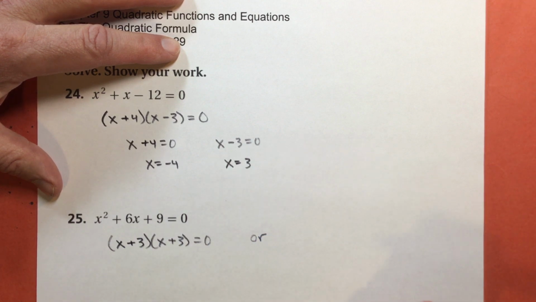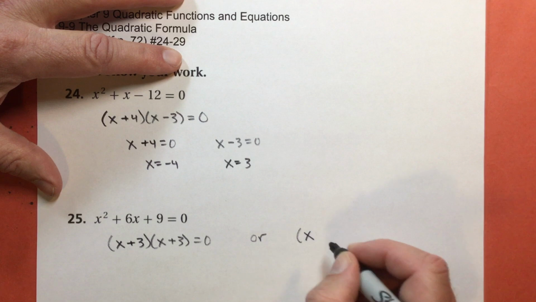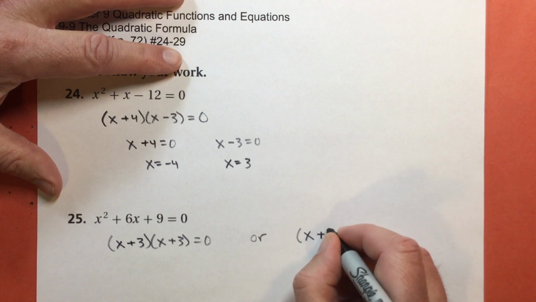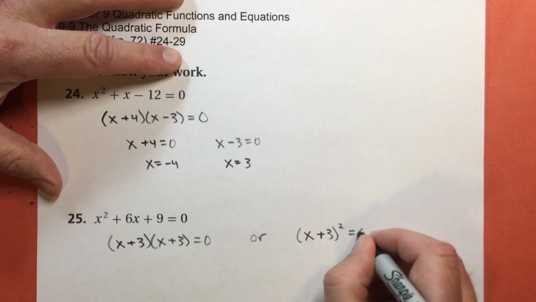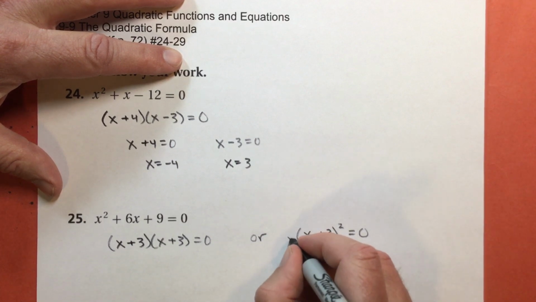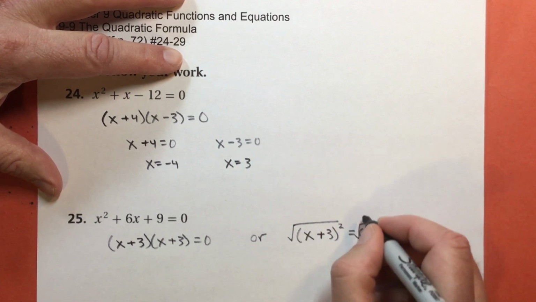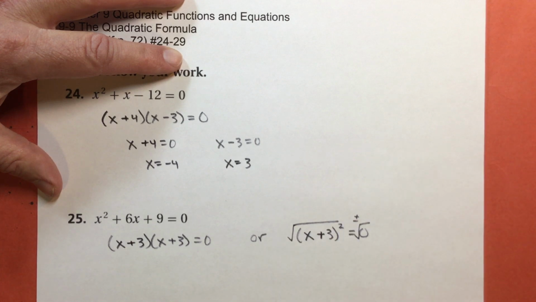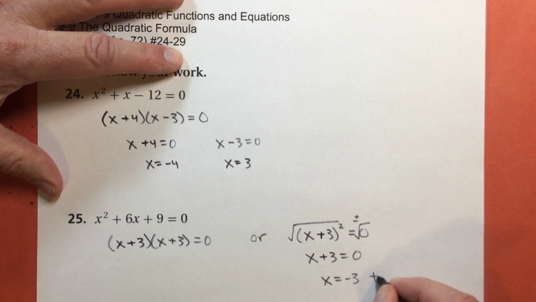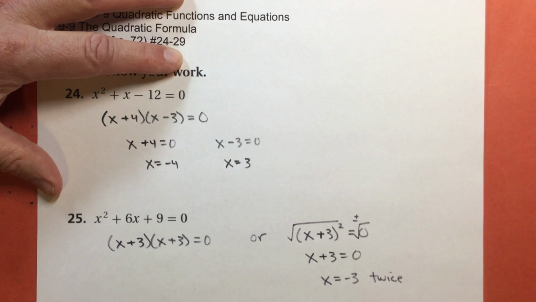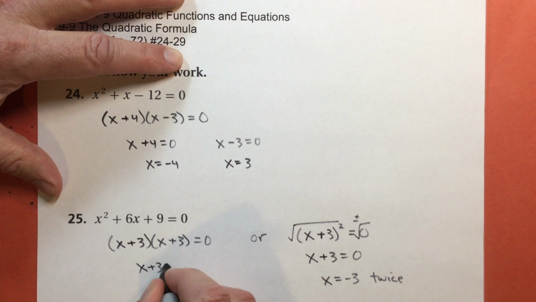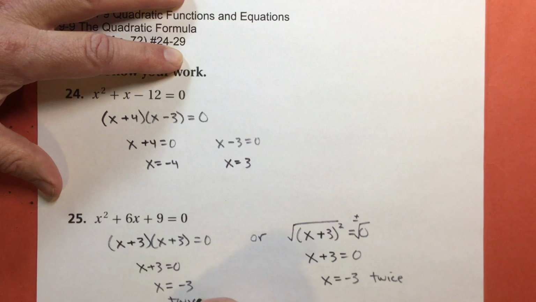I could have actually worked with this using square roots. If I take the square root, don't forget plus or minus, I get x plus 3 equals 0, so x equals negative 3 twice. Don't forget you get the same answer. Same thing if I had done it over here, I would have had x plus 3 equals 0, so x equals negative 3 again, twice.